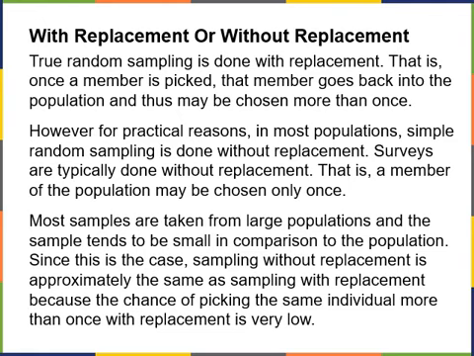So if we have a large population and we just need a smaller sample size, sampling without replacement is approximately the same as sampling with replacement, because the chance of picking the same individual more than once with replacement is very low. The whole thing here is that when we're doing sampling, for the most part, we'll do it without replacement.